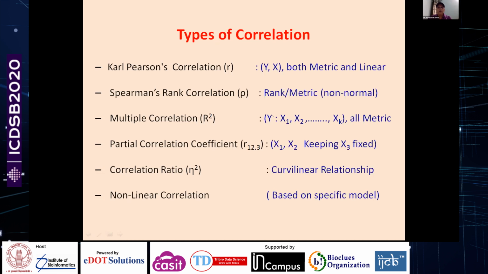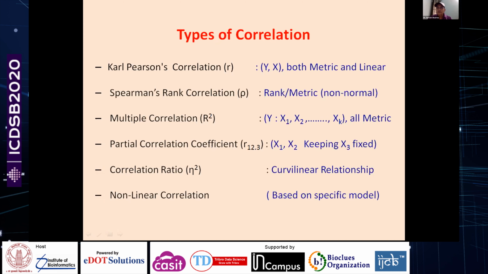What is a multiple correlation? There is one dependent variable and the rest of them are independent variables. For example, you can think of coronary heart disease, which depends upon cholesterol, blood pressure, and age of the person. In that type of situation, you can use a multiple correlation coefficient.